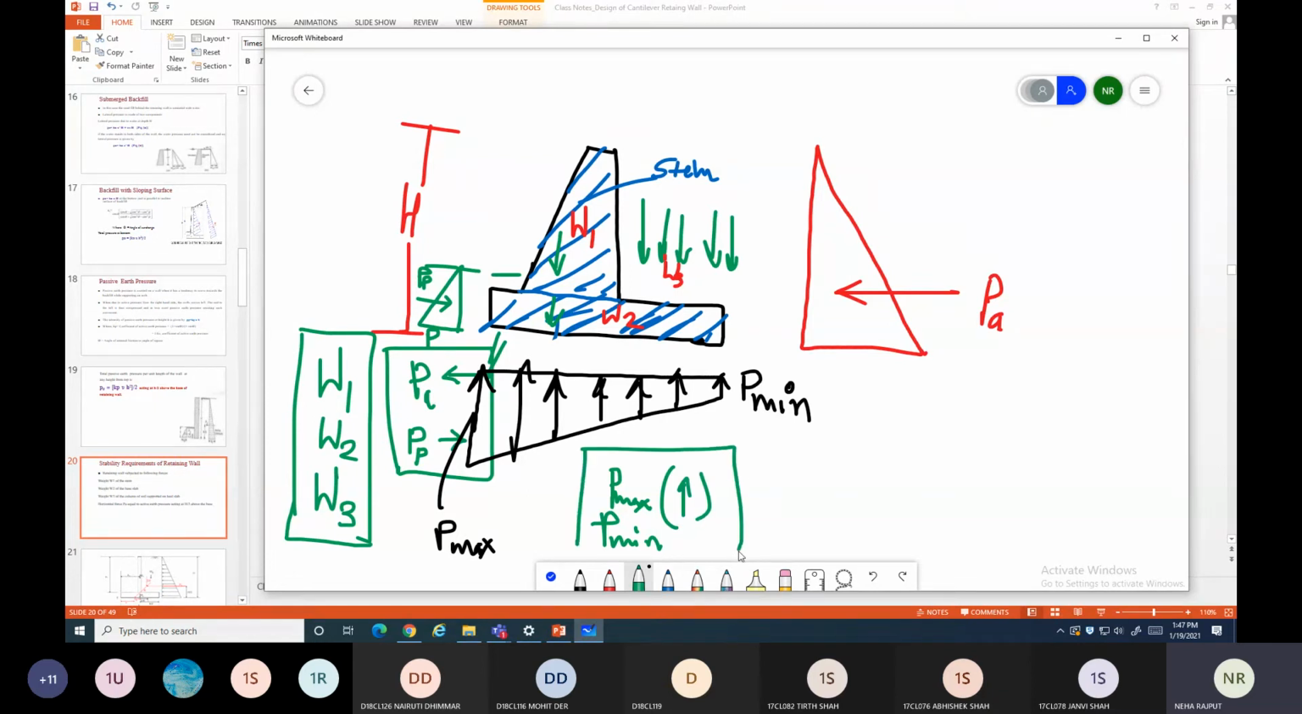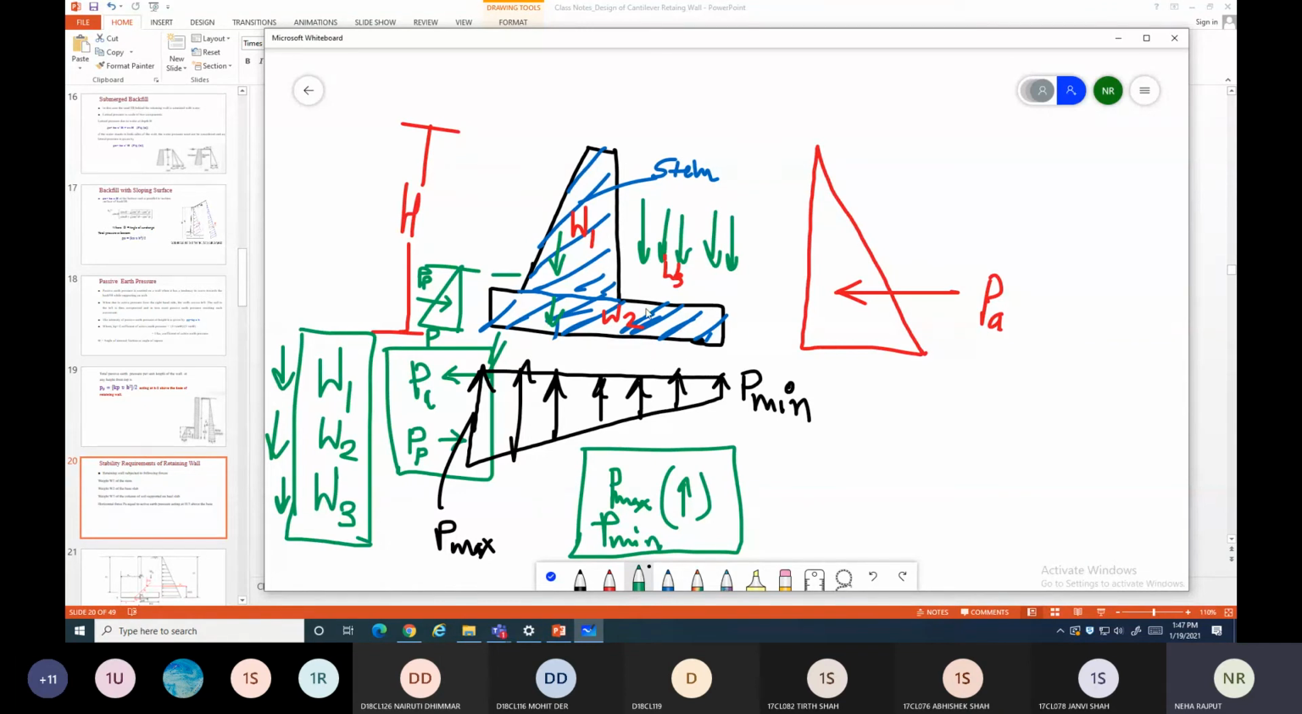So there are three types of forces acting. One is the downward forces: W1 is a downward force, W2 is a downward force, because these two are weights, and W3 is again the soil mass, also acting downward. PA and PP, active pressure and passive pressure, are both lateral forces, one in the direction of the stem and the other from the opposite side. And P maximum and P minimum are the upward forces.